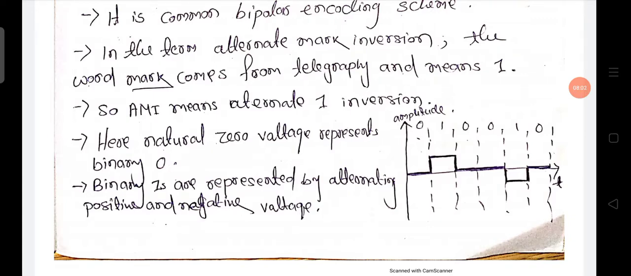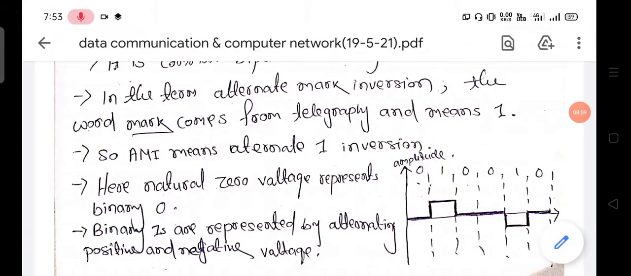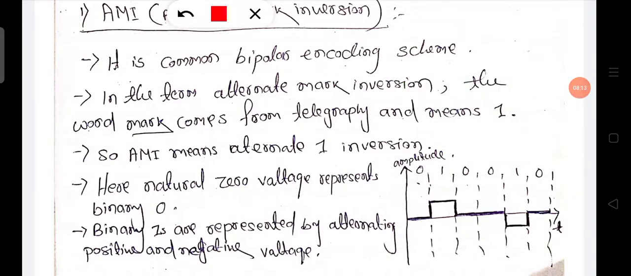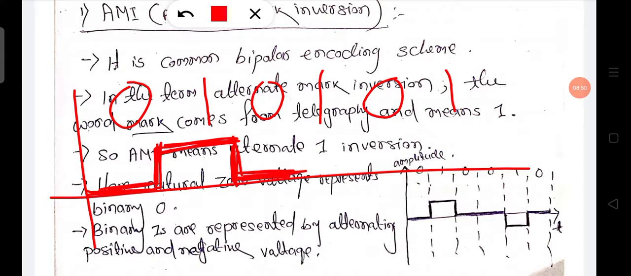Now let's see another waveform. Let's say we are given 0 1 0 1 0 1. So the waveform, for 0, is 0 volt. Then for the first 1, we know the first 1 is encoded as positive voltage, so this is positive voltage. And for 0, it is 0 volt, constant. And this is the first 1, and this is the second 1.